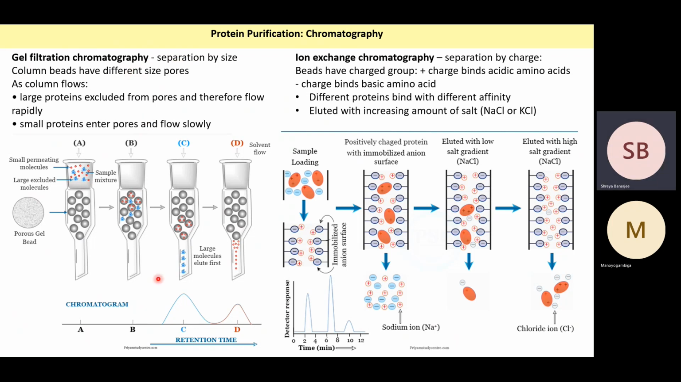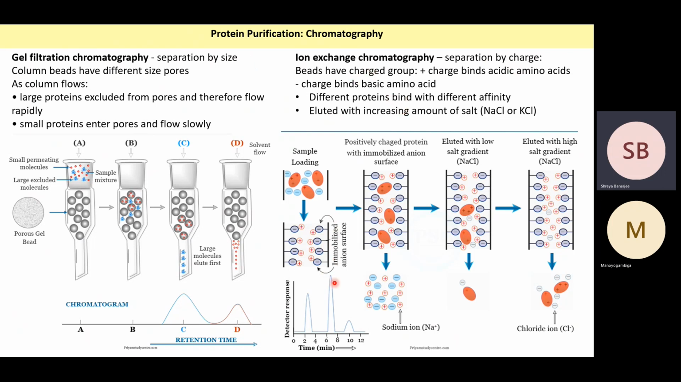As the column flows, the large proteins are excluded from pores and they flow out rapidly, while the small proteins enter the pores and will flow out later. So this is separation based on size. You can also separate based on charge, which is called ion exchange chromatography.